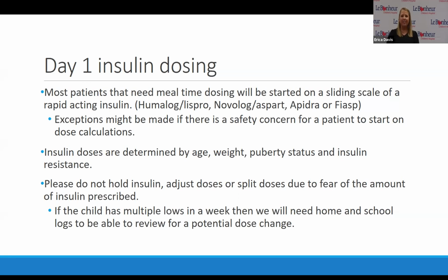Please do not hold insulin, adjust insulin, or split doses for fear of the amount of insulin prescribed. I know I worked on the adult side before I came over here, and they had puny little sliding scales. I don't even know what we really did with adults, but our kids need the insulin they're getting, especially if they're teenagers. They may be on a pretty high insulin to carb ratio because of everything that's going on with their growth and their puberty status.